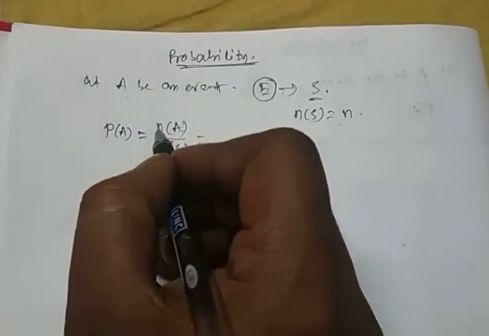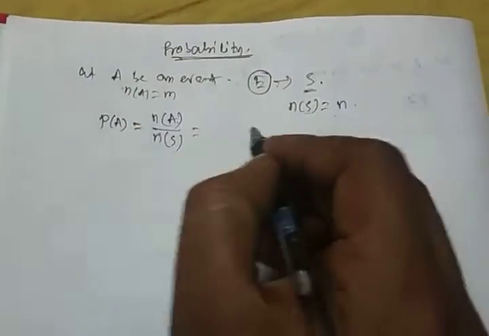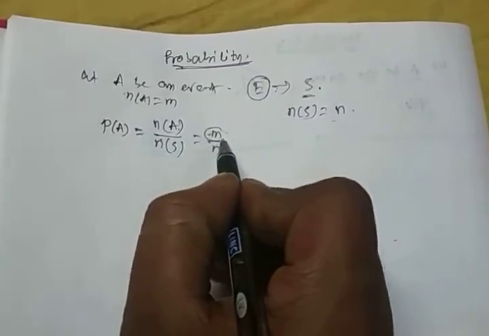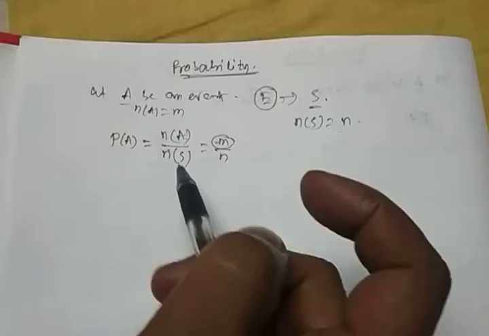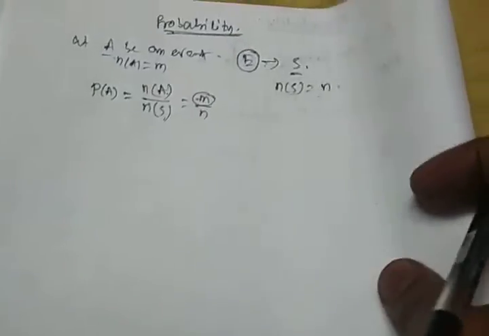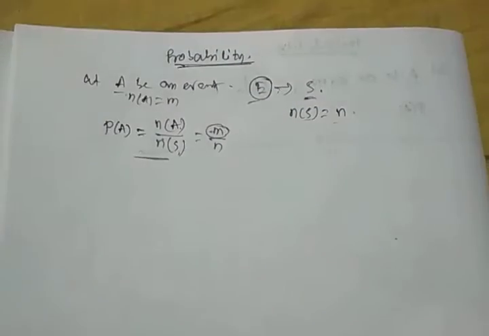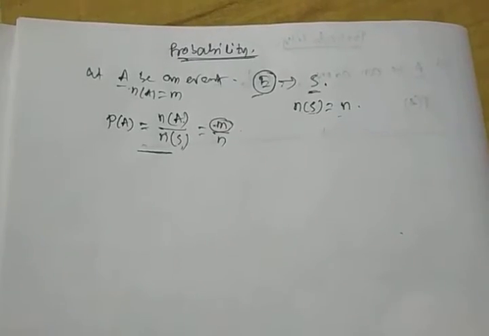Let's say the number of elements in the set A is m. So by definition this will be m by n. m is the total number of outcomes favorable to the event A, and n is the total number of outcomes corresponding to the experiment E. Okay, this is the definition for the probability. This is the axiomatic definition.